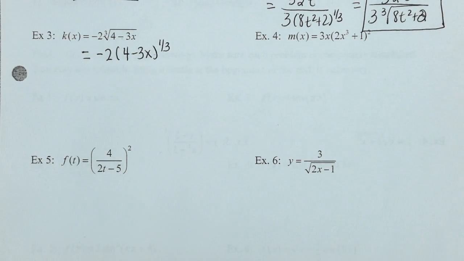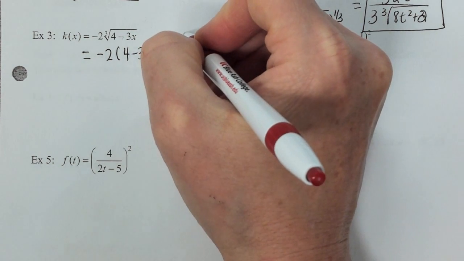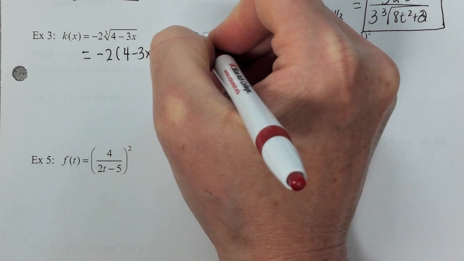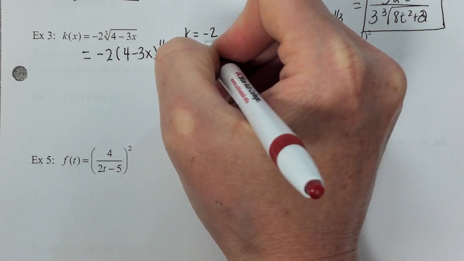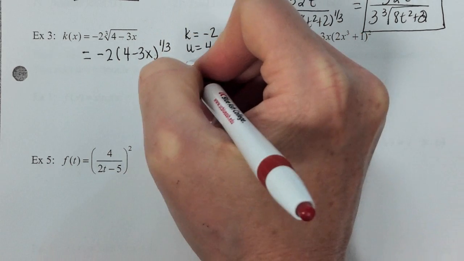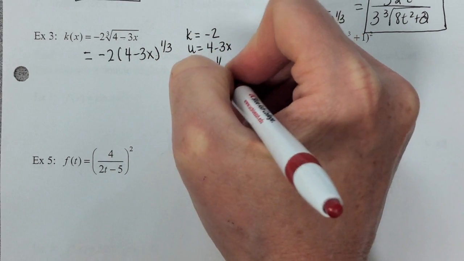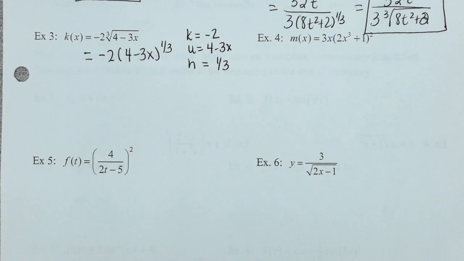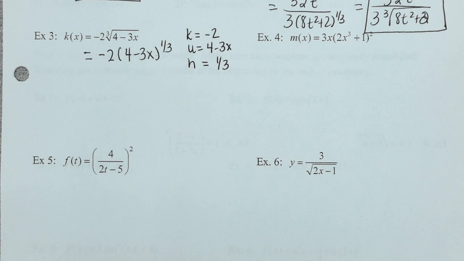Do we agree? Yep, that's correct, isn't it? And so now if you need to, and you certainly don't have to write down k, u, and n, it's just that when you first start doing it, sometimes it's helpful to have it all written out. But just like with the product rule, when we first started doing the product rule, we'd write down f, f prime, g, g prime, but then as we got better with it, it wasn't necessary. This will be the same way.